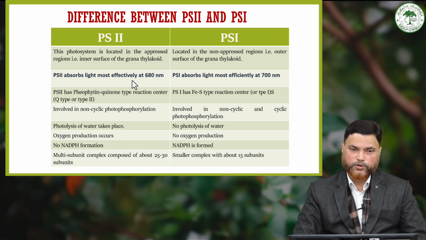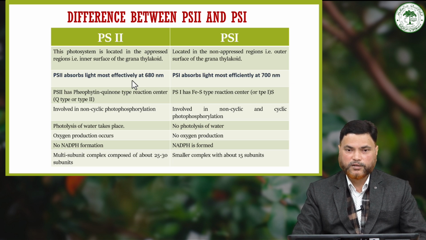In PS2, you see that photolysis of water takes place, whereas in PS1 there is no photolysis of water. And in PS2, in non-cyclic photophosphorylation, oxygen is produced, whereas in cyclic phosphorylation, you see there is no production of oxygen. And photosystem 2 is a multi-subunit complex composed of about how many? 25 to 30 subunits, whereas a smaller complex with 15 subunits is present in photosystem 1.